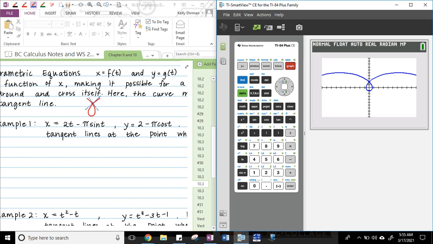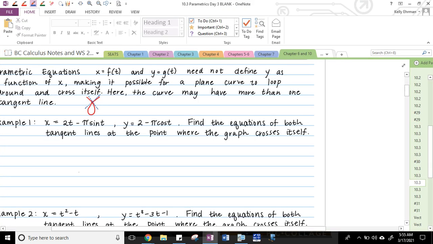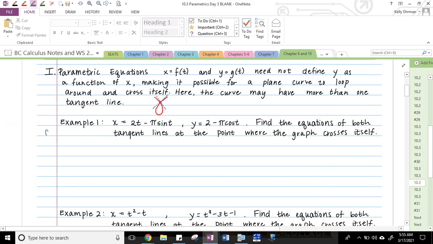We could also figure out what value of t if we wanted to. Plug in 0 for x and 2 for y, but that's going to be more work than it's worth right now. All right, so here's what I'm going to say. I'm going to say from the calculator, I can see that the graph crosses itself at 0, 2. I'll just write a note to myself, crosses itself.